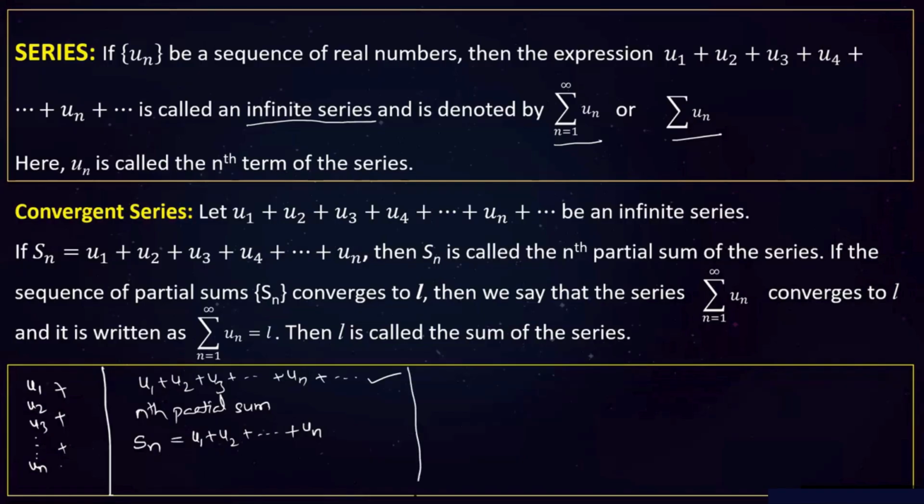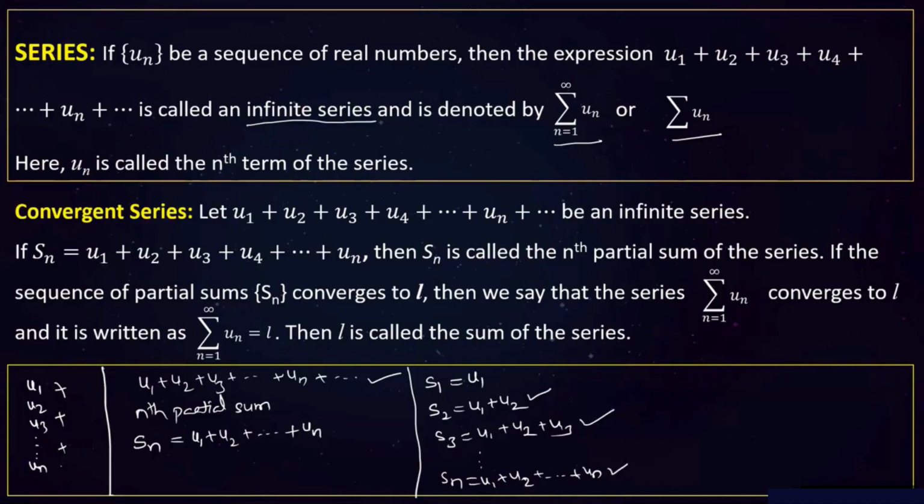You can understand it like this: S1 is the first term of the series. Then S2 is the sum of the first two terms of the series. Then S3 is the sum of the first three terms of the series. Like this, you can define different numbers like S1, S2, S3. S1 is the first term, S2 is the sum of the first two terms, S3 is the sum of the first three terms, and so on. Like this, you can define Sn as the sum of the first n terms. I'm calling this sequence of numbers the sequence of partial sums. S2 is the second partial sum, then the third partial sum, and so on. This is the nth partial sum.